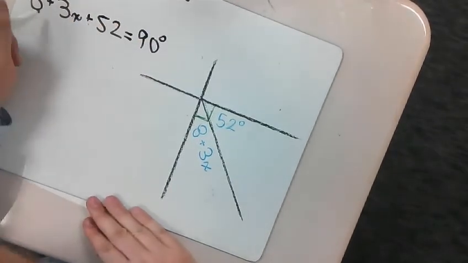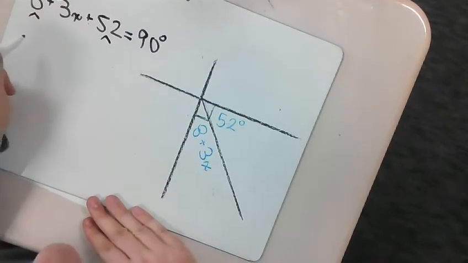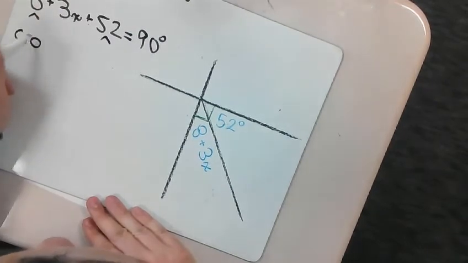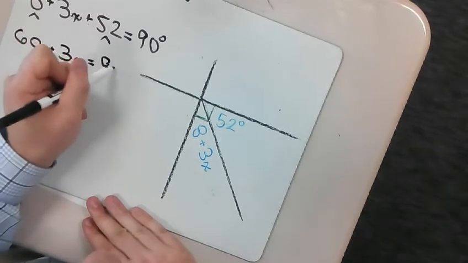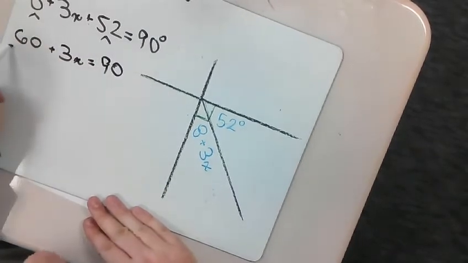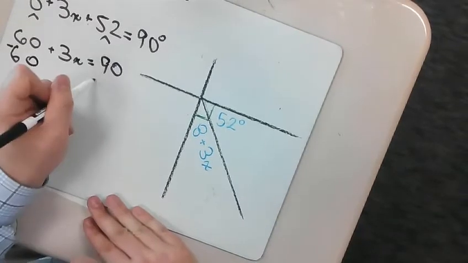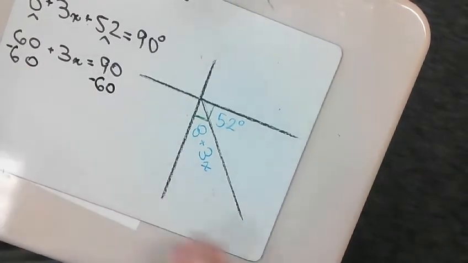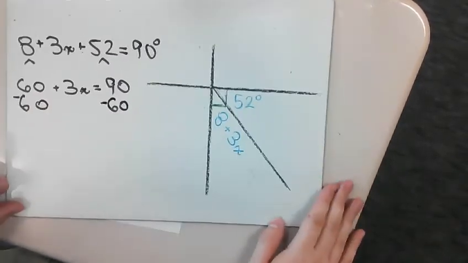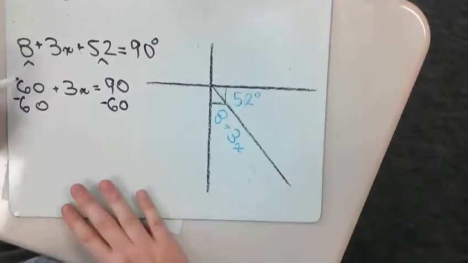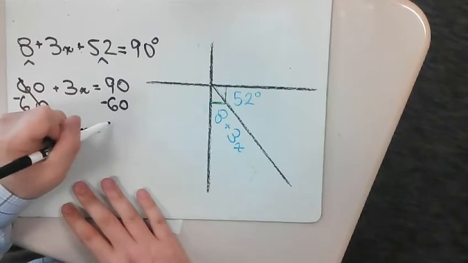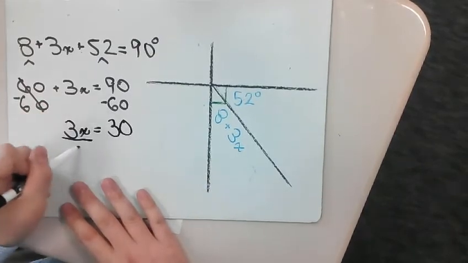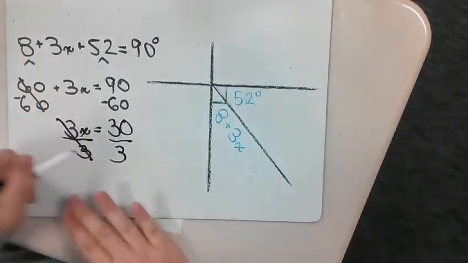All right, combine some like terms here. So that gives me 60 plus 3x equals 90 degrees. I'm going to subtract 60 from both sides. I'm going to have 3x equals 30. Divide by 3.